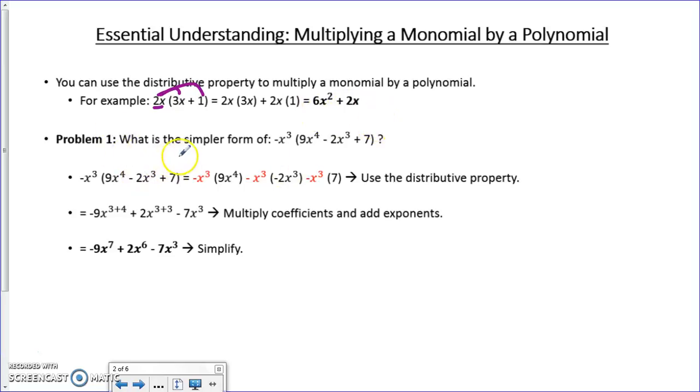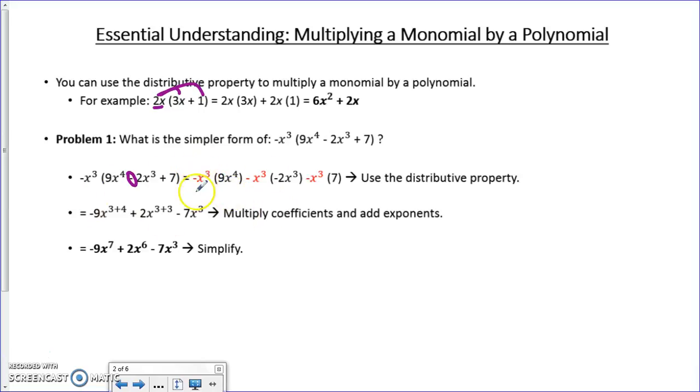Problem 1. What is the simpler form of negative x cubed times 9x to the fourth minus 2x cubed plus 7? So if you use the distributive property, you can think of this as negative x cubed times 9x to the fourth, the first term, negative x cubed times negative 2x cubed, that's the second term, and negative x cubed times 7. Remember, when you're multiplying, you multiply the coefficients, you add the exponents.